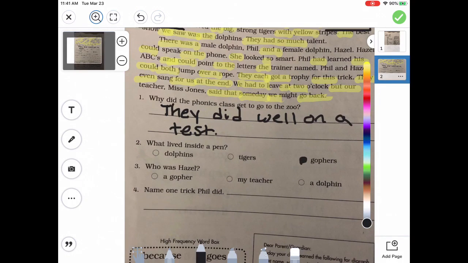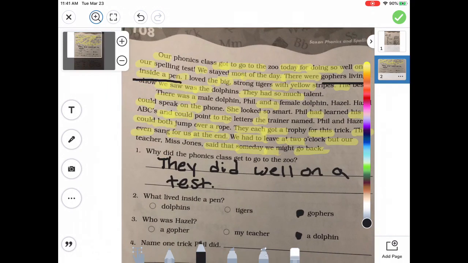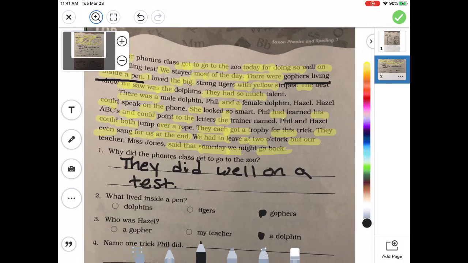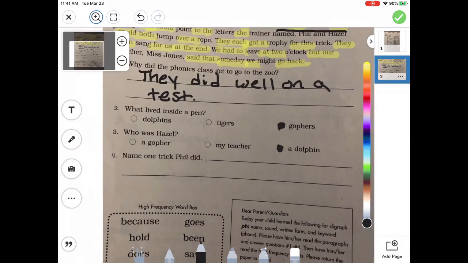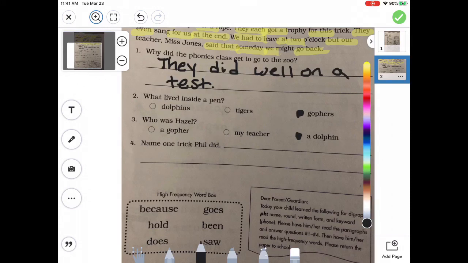Okay, who was Hazel? A gopher, my teacher, or a dolphin? A dolphin. Hazel and Phil were dolphins. Name one trick that Phil did. So let's look up at Phil. It said Phil had learned his ABCs. So we could say he learned his ABCs. Very good. All right, you guys have done an awesome job. I'll see you tomorrow.